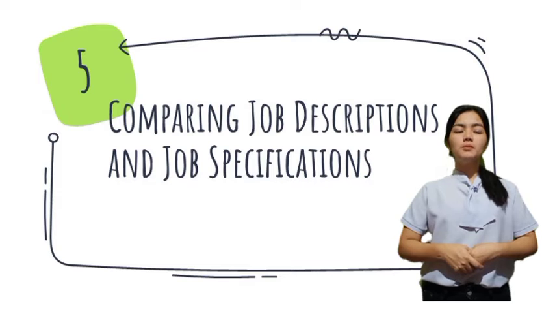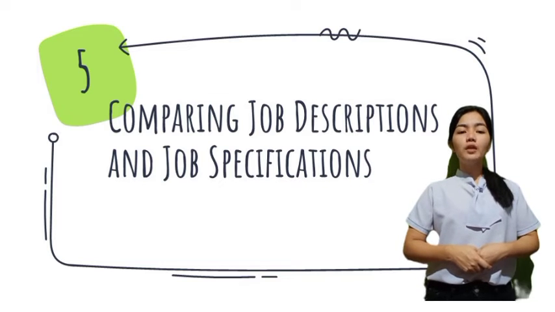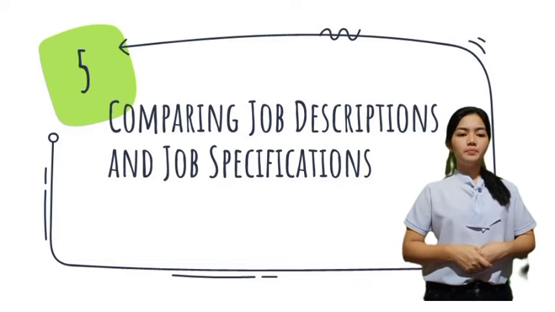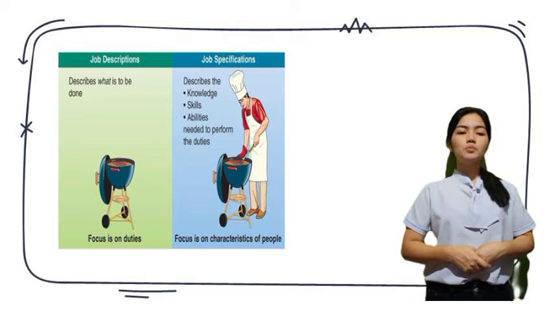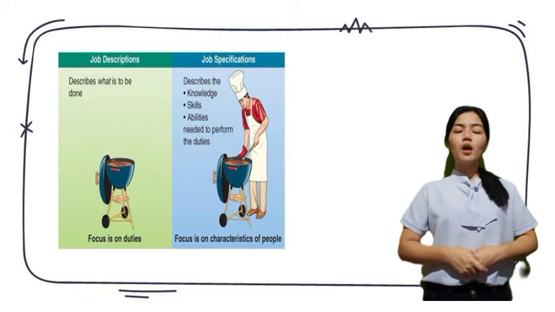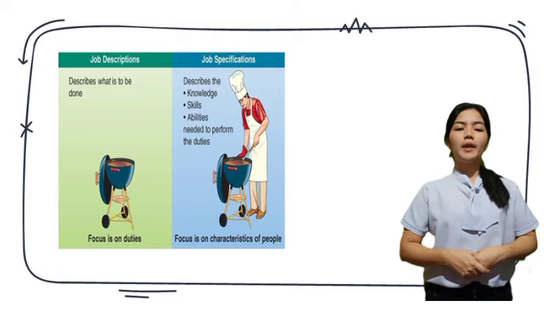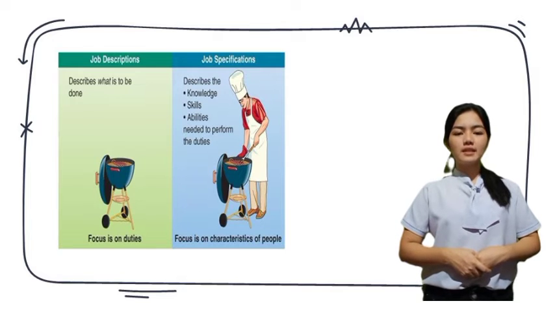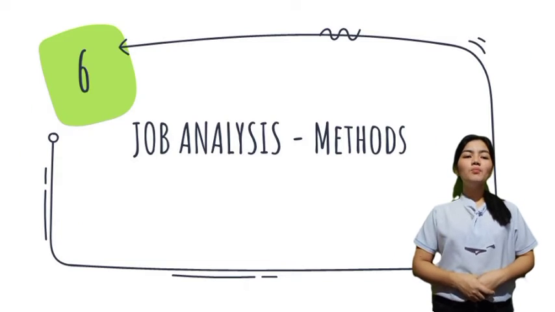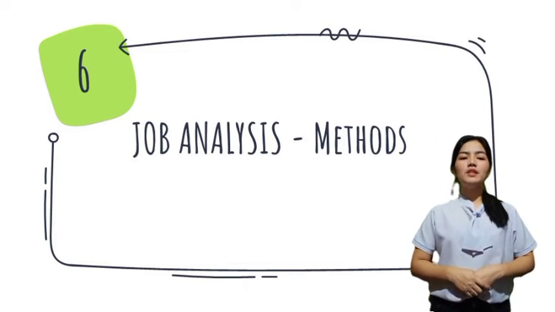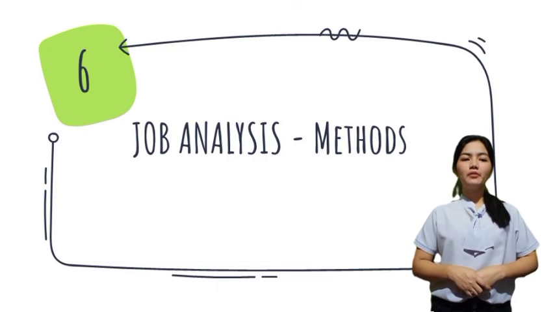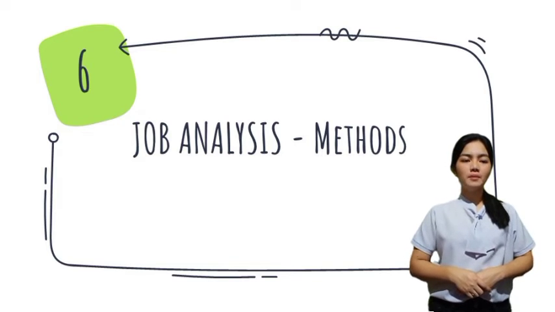Of course, job specifications are different from the job description. So job descriptions focus more on what is done, whereas job specifications focus on who is most likely to be able to perform the tasks successfully. So let's look more closely at how information is gathered in step number 5 of the job analysis process.